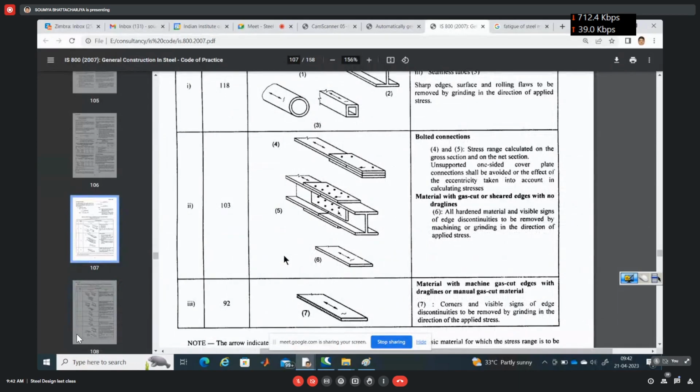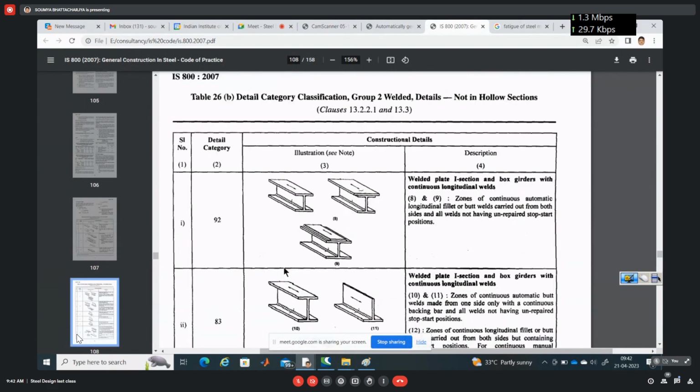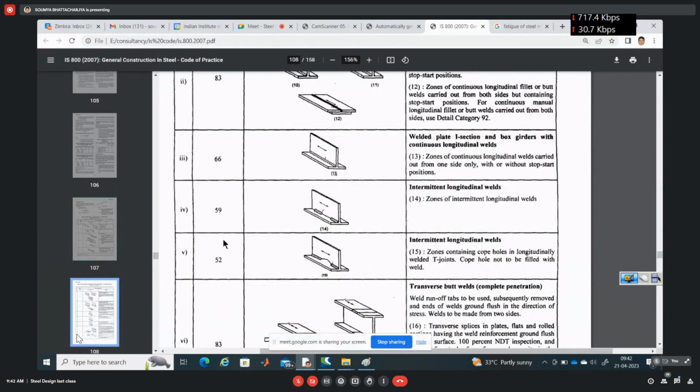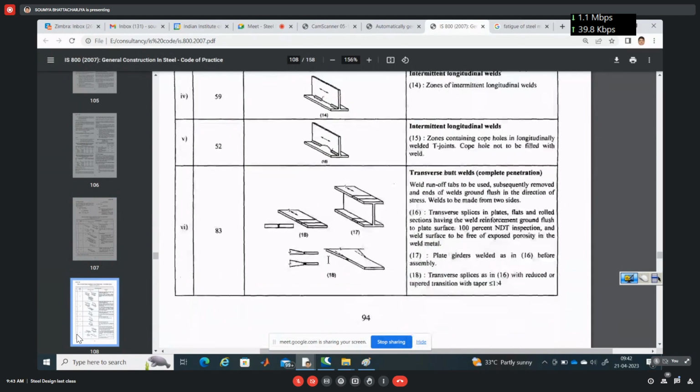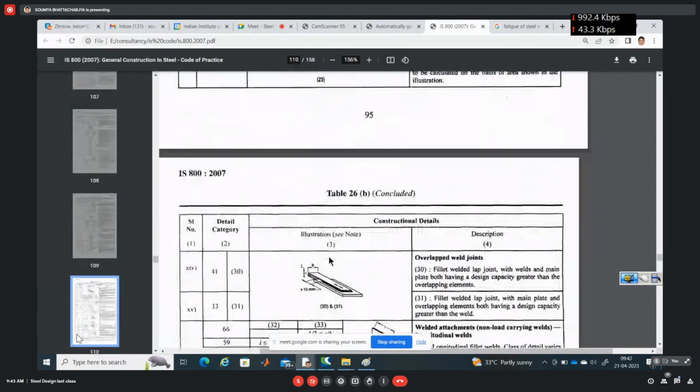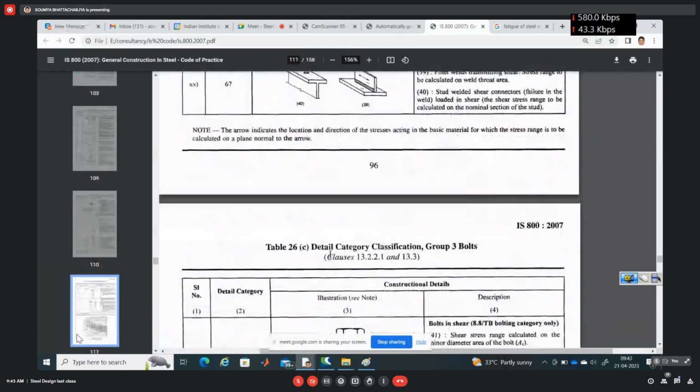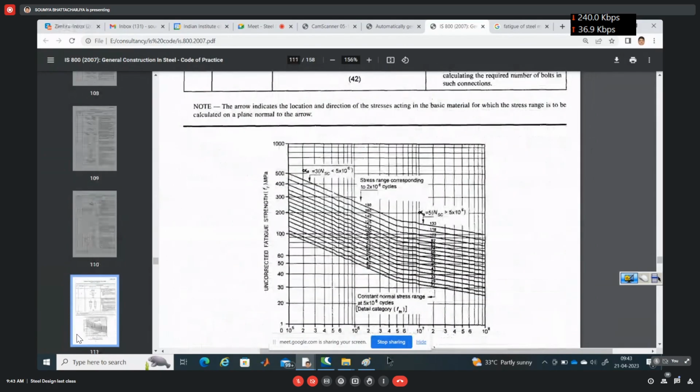That's why railway bridges are all bolted, because bolt has a higher detail category than weld. It has higher strength than weld. Now, continuous weld has detail category 92, whereas intermediate weld has detail category 59. So that means continuous welds are stronger than intermediate welds. In that way, the various types of detailing and their appropriate strength are mentioned here.